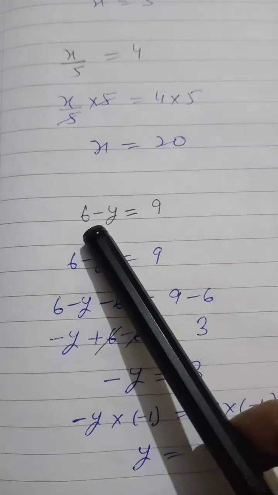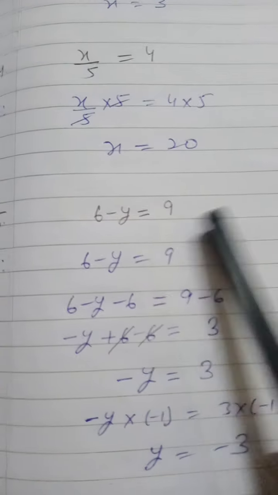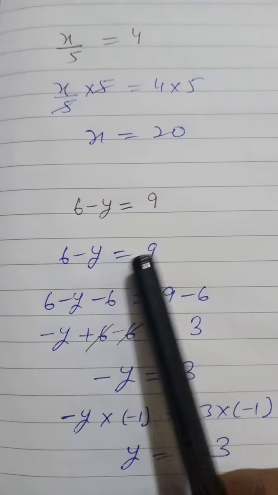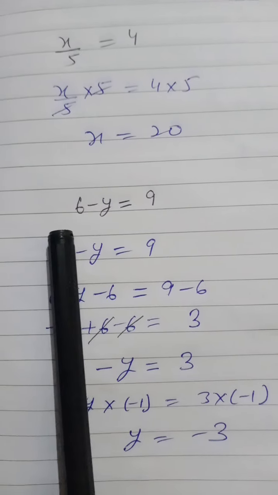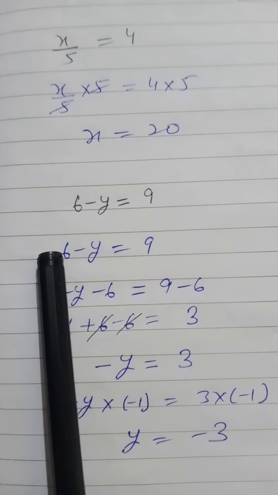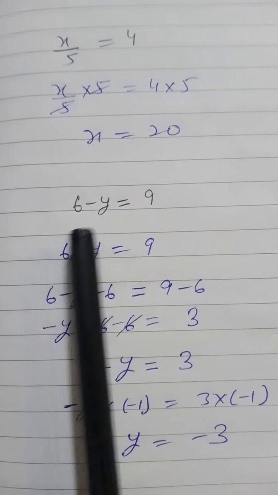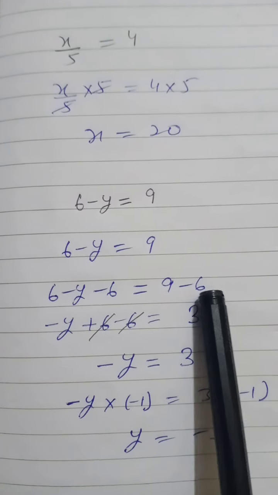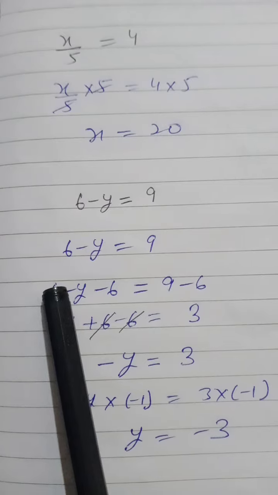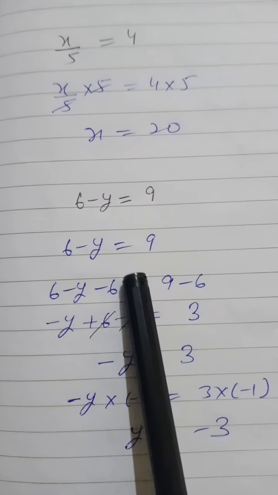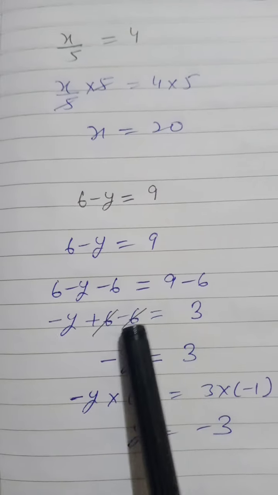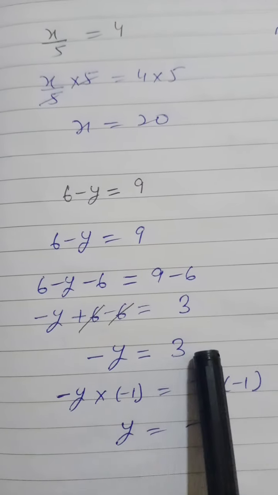See question number 5. 6 minus y is equal to 9. See here, the left hand side is 6 minus y is equal to 9. First I have to remove this 6. This is here plus 6. So if I add minus 6 to both sides, minus 6 to this side and minus 6 to this side, here minus y, and I have written constants together, plus 6 minus 6. Here 9 minus 6 is 3 and 6 minus 6 will be cancelled. I got minus y is equal to 3.